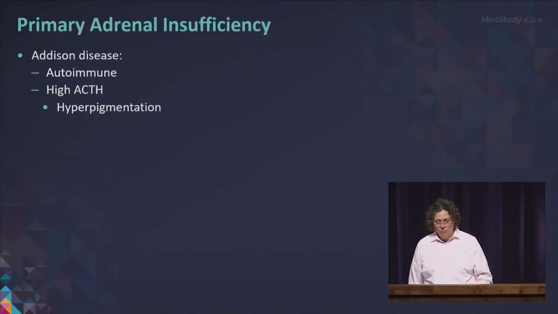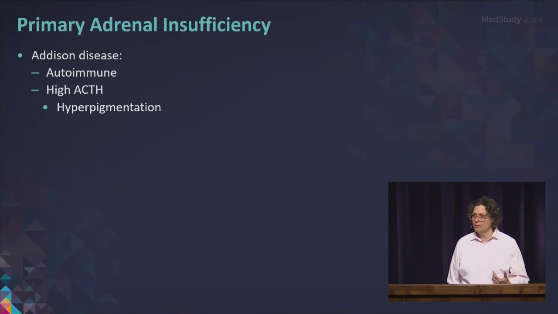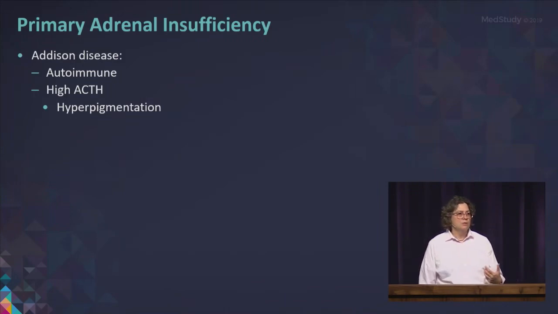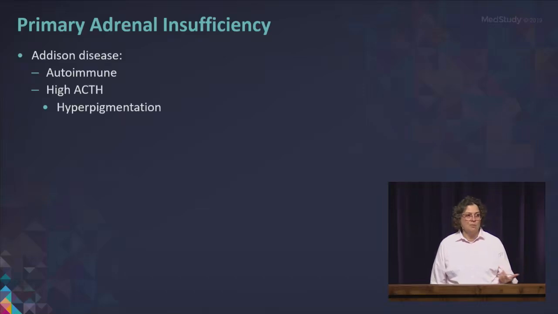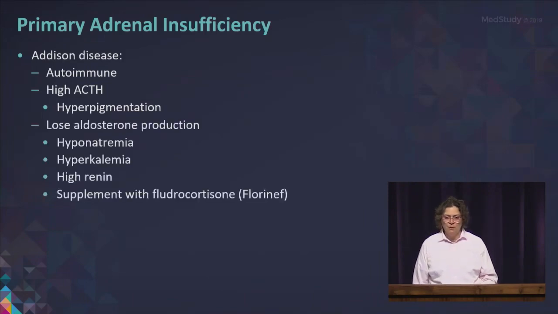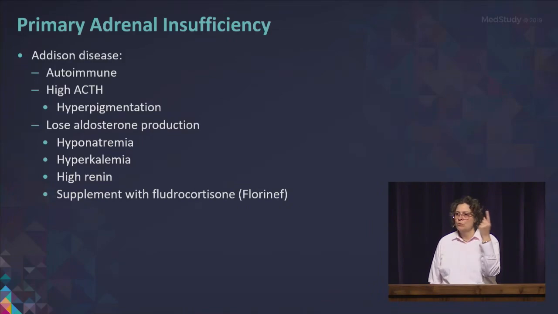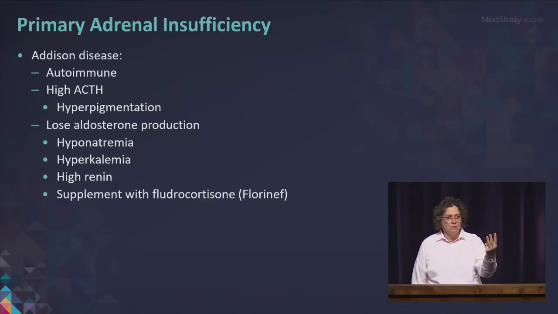So when we talk about primary adrenal insufficiency, in this country, the most common etiology is Addison's disease, which is autoimmune. In other countries, you can still have infectious diseases as a common etiology of primary adrenal insufficiency. Because of the high ACTH levels, you get hyperpigmentation, and because it is chronic destruction of the adrenal cortex, you lose all three hormones. You lose cortisol, you lose mineralocorticoids, and you lose DHEAS levels.